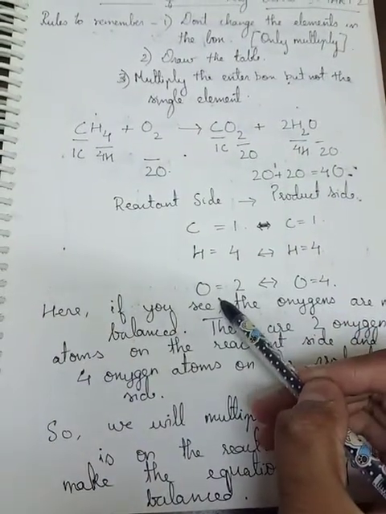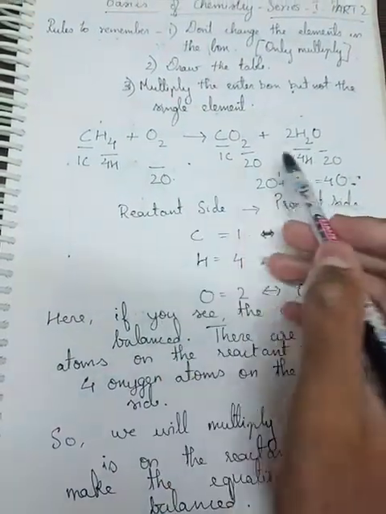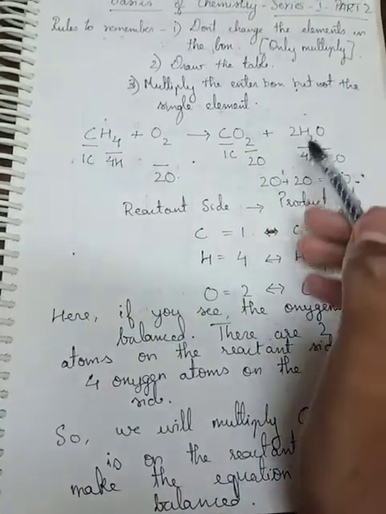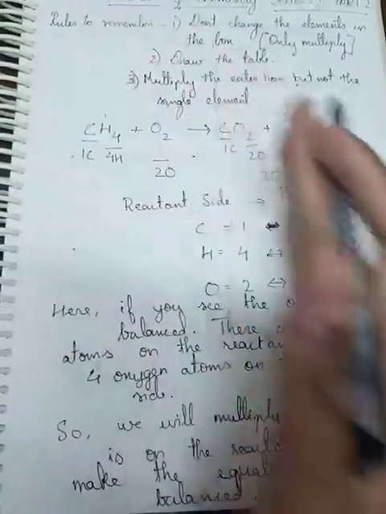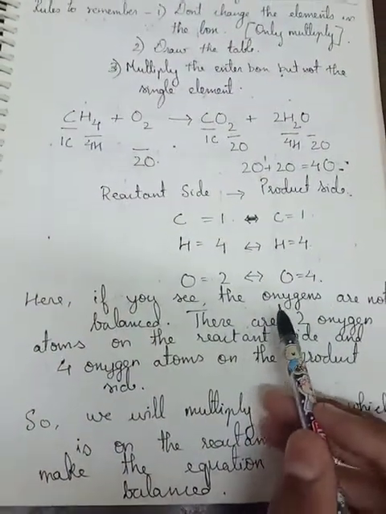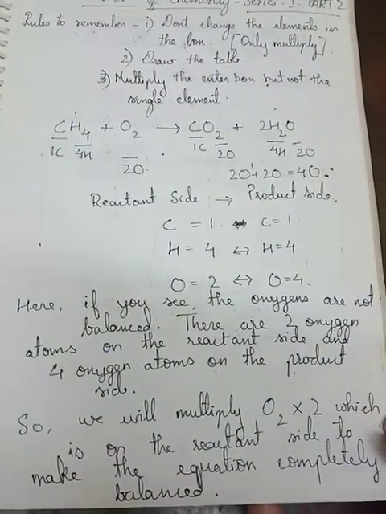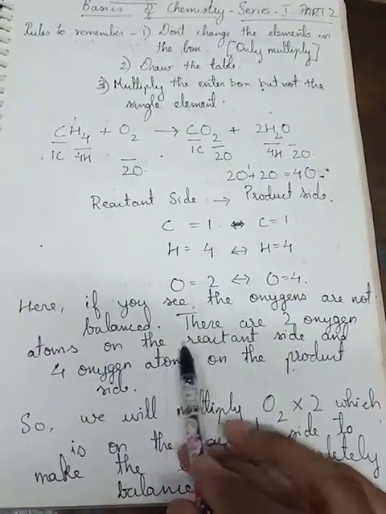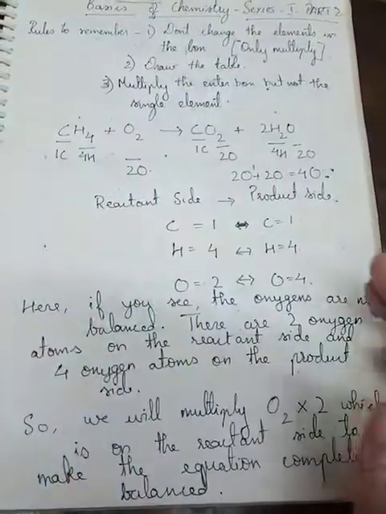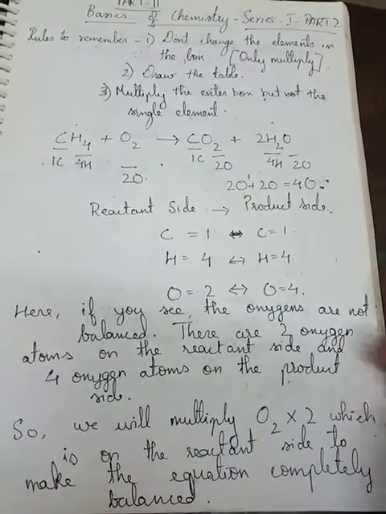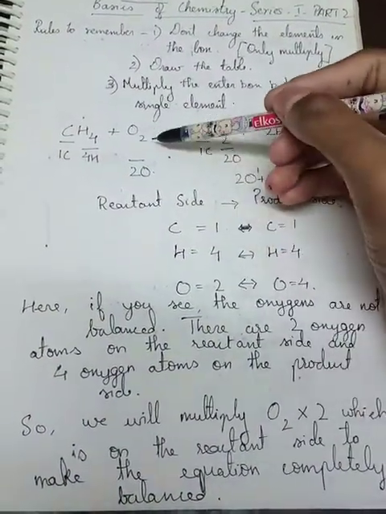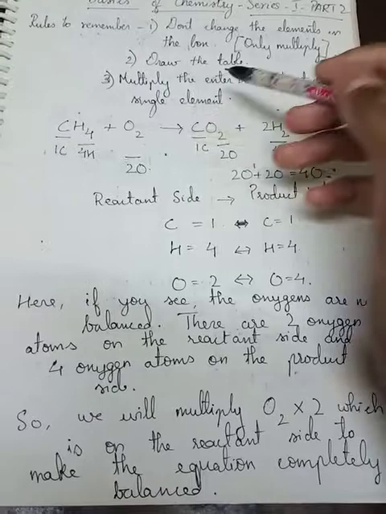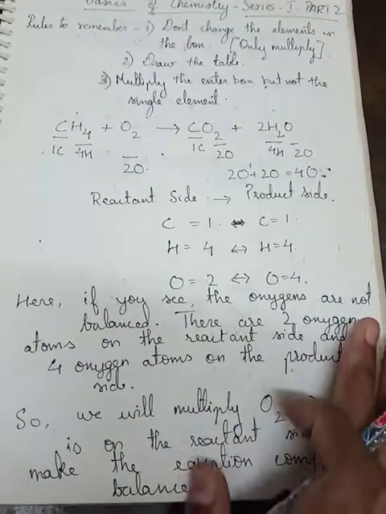But in the case of oxygen, there are 2 oxygens, but here there are 4 oxygens, 2 oxygens and 2 oxygens, 4 oxygens. 4 oxygens on the product side and 2 oxygens on the reactant side. So here you need to understand that this equation is not completely balanced. The oxygens are not balanced. There are 2 oxygen atoms on the reactant side and 4 oxygen atoms on the product side. So that is the reason why we need to multiply this O2 on the reactant side twice. Twice is 2 into 2. So O2 into 2, on the reactant side, to make the equation completely balanced.